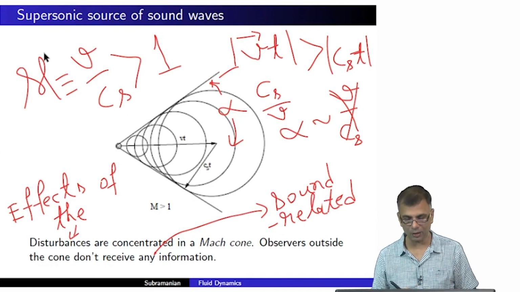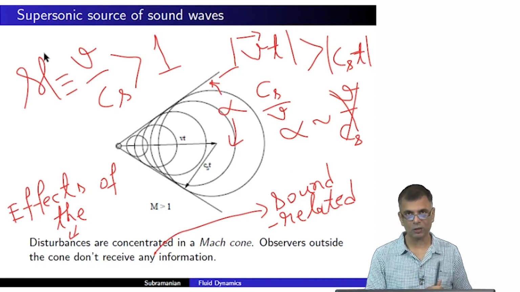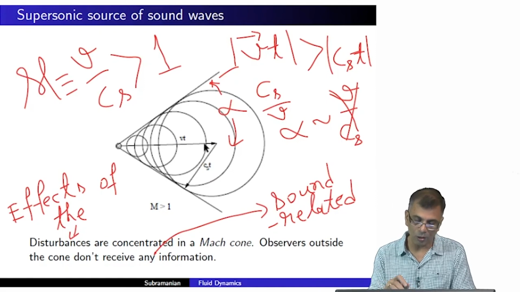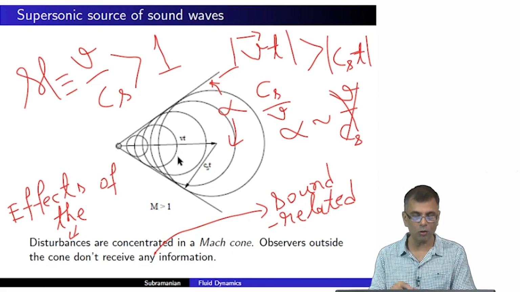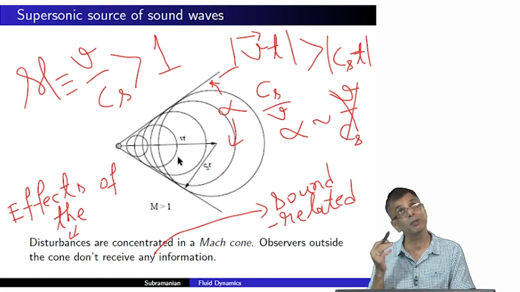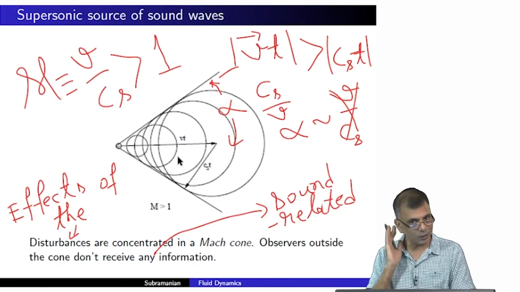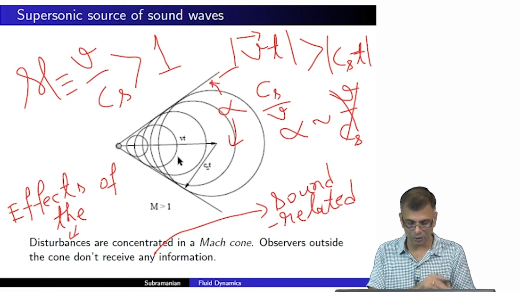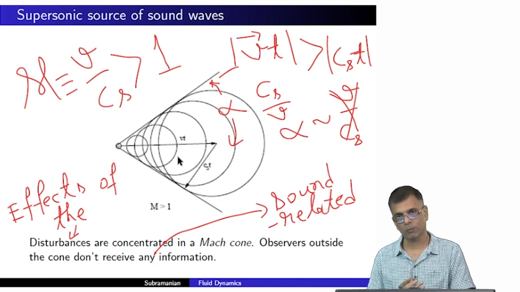And this is behind the phenomenon of the sonic boom that you might be familiar with. When a supersonic aircraft flies past, you hear a sonic boom, and it's only observers within this cone who feel it. Observers outside of this cone cannot say anything about the aircraft. They might be able to see it, but seeing the aircraft is via the speed of light. As far as hearing goes, they won't hear the aircraft. This illustrates the basic differences between subsonic and supersonic sources of sound waves.